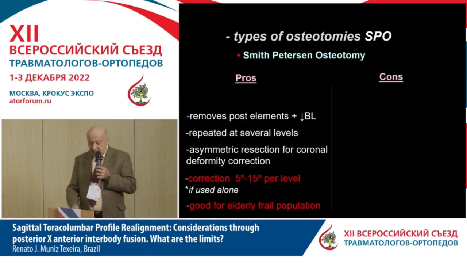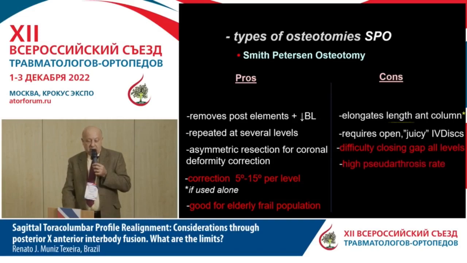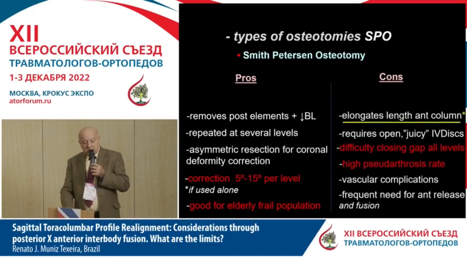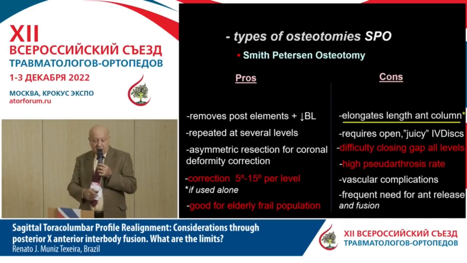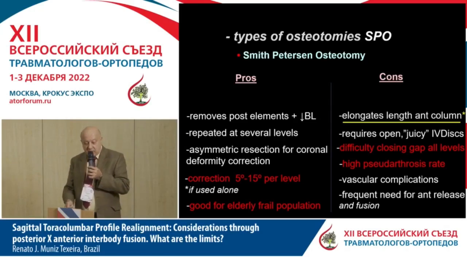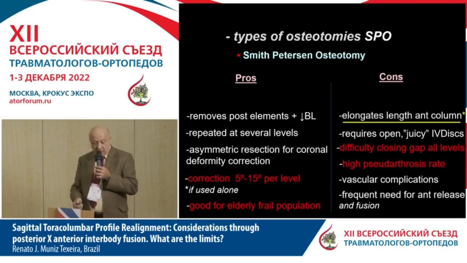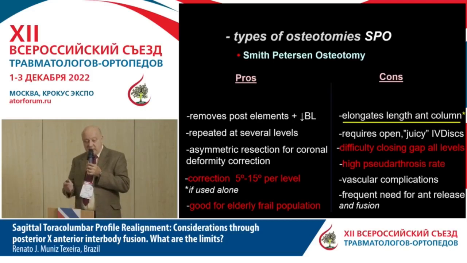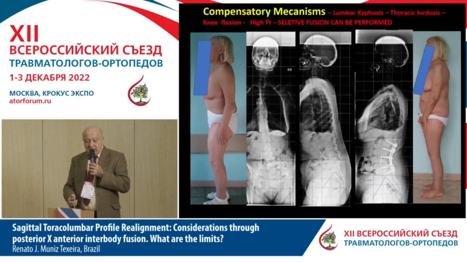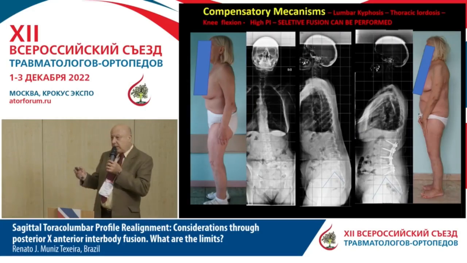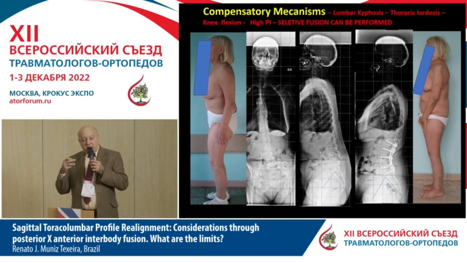Cons: elongates the anterior column, which is not possible. When it happens, it can cause some kind of vascular complications. Difficult closing gaps in the levels, which leads to a high percentage of pseudarthrosis when it's used alone. A frequent need for anterior release and fusion. For example, if you have a mobile spine, you treat it in a different way than a fixed spine.